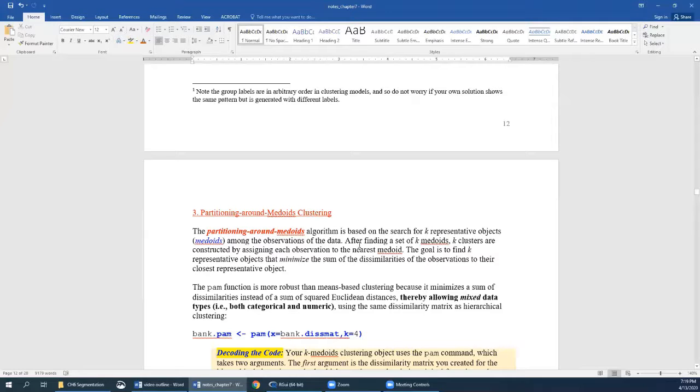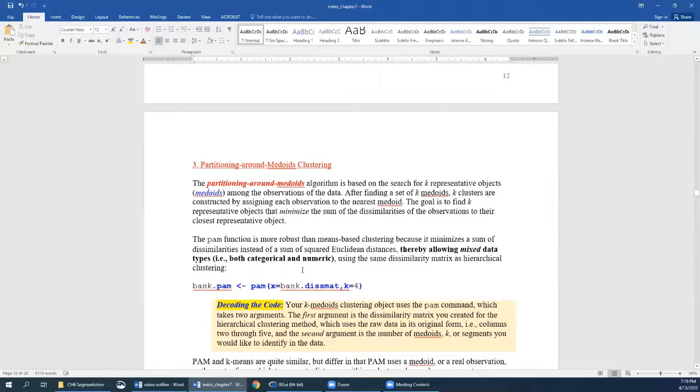After finding a set of k medoids, where k just means the number of clusters you're setting, that number of clusters are constructed by assigning each observation to the nearest medoid. The goal is to find k representative objects that minimize the sum of the dissimilarities of the observations to their closest representative object. So the PAM function is more robust than means-based clustering because it minimizes the sum of dissimilarities instead of using the sum of squared Euclidean distances. You don't have to worry about that level of detail.